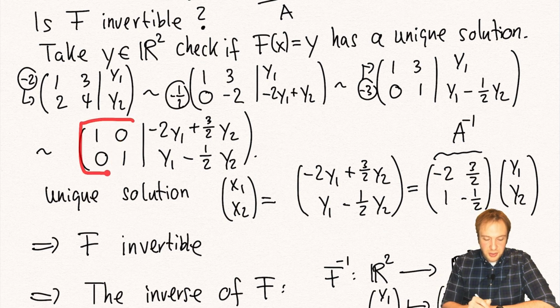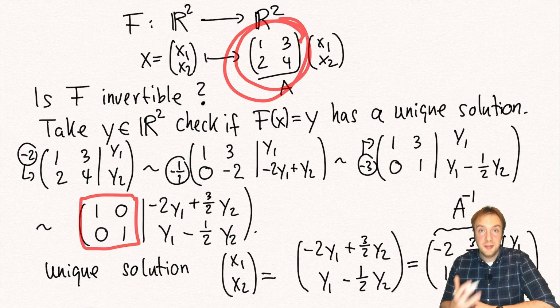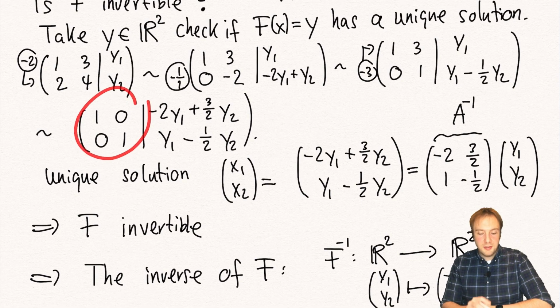So therefore the only chance for this linear map to be invertible, in other words for the corresponding matrix to have an inverse, is when the row-reduced echelon form of this matrix is the identity matrix.